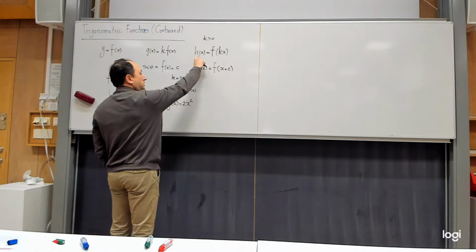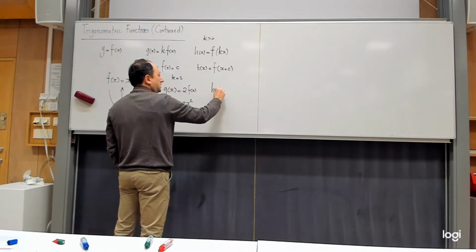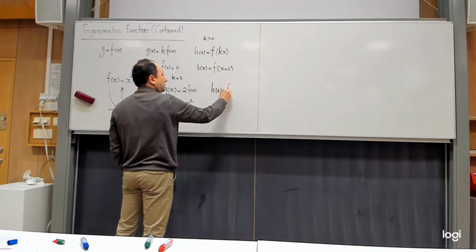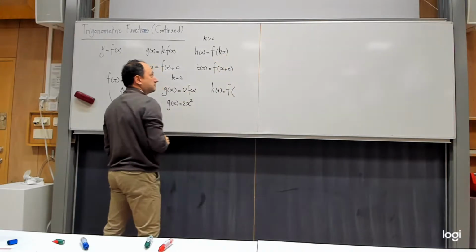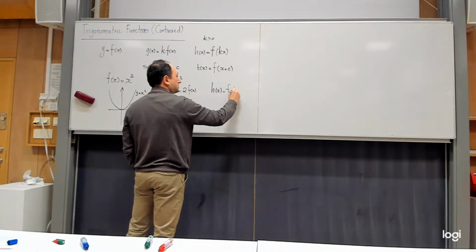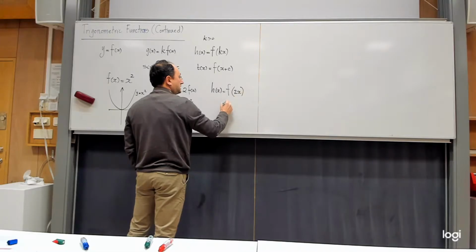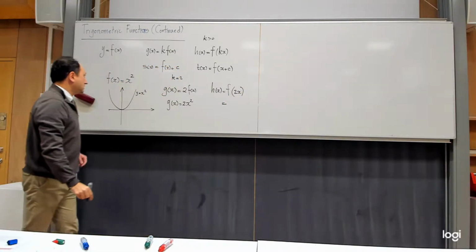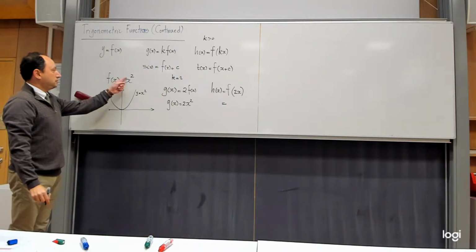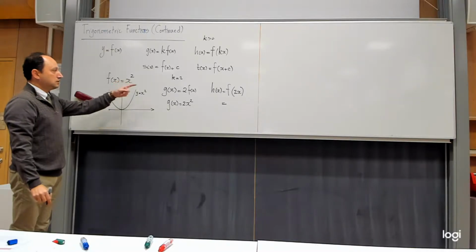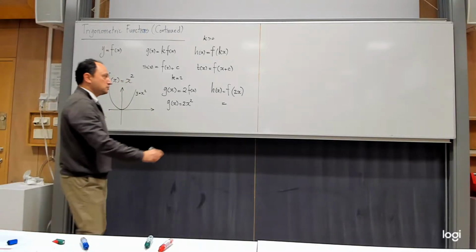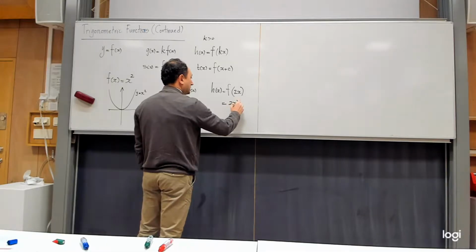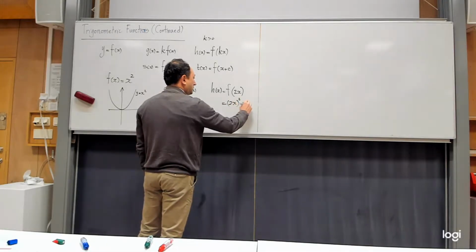Okay, let me give you an example for h of x. h of x is f of 2x. Yes, so it becomes 2x. But what is f of 2x? It means that I need to go to my function and replace every x that I see with 2x. Yes, so this becomes 2x to the power of 2, so it becomes 4x squared.